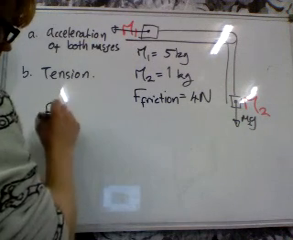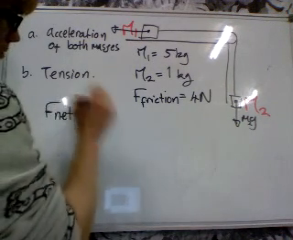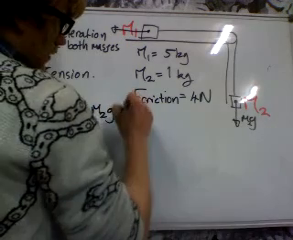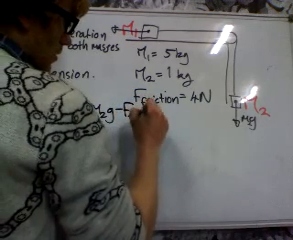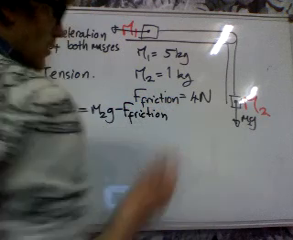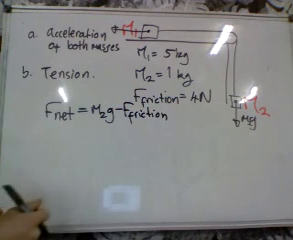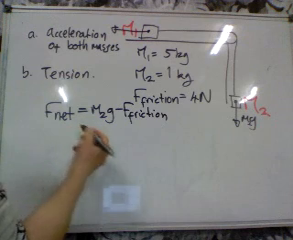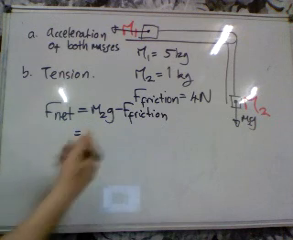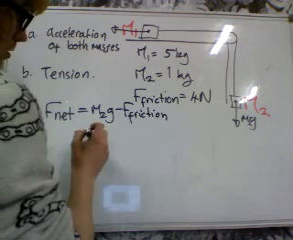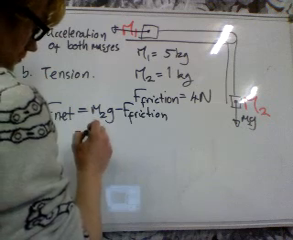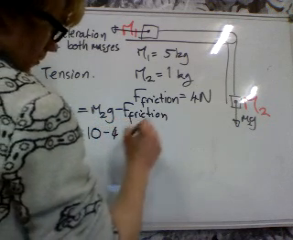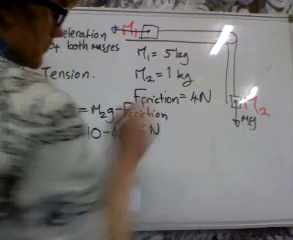So F net on the system is going to be equal to m2 g minus F friction. They're working in opposite directions. So the net force in this case is going to be 10 minus 4 equals 6 newtons.